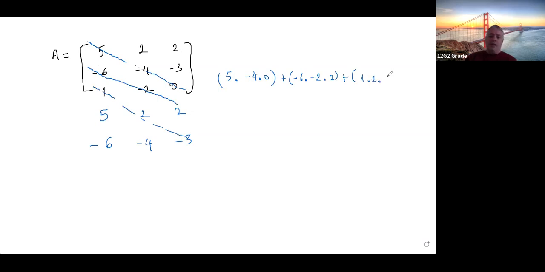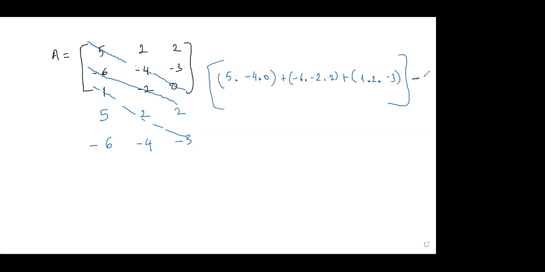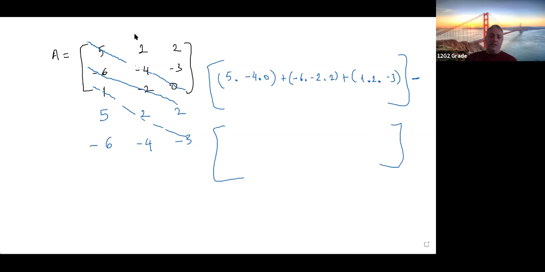1 times 2 times negative 3. So this result minus, now from the other side, which means like this: 2, negative 4, 1. So 2 times negative 4 times 1 plus 3, negative 2, 5. Negative 3, negative 2, 5 plus 0, 2, negative 6. So this will be 0.